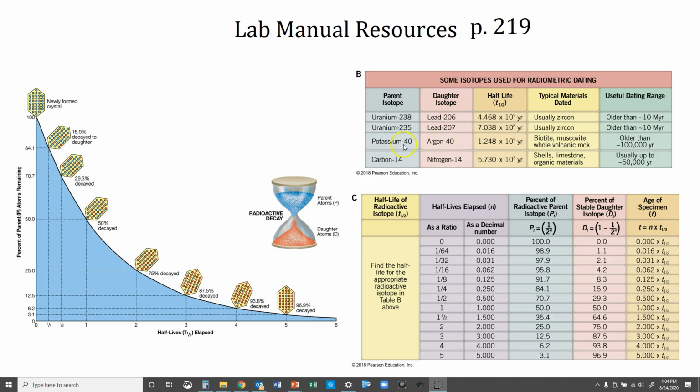So we're looking at potassium 40, argon 40. So potassium is our parent. It's decaying into argon. And here they give us the half-life length. So this is a constant for this relationship here. And so that's the first thing you're going to do. You're going to figure out, are you looking at the parent? Are you looking at the daughter? And the half-life constant here.